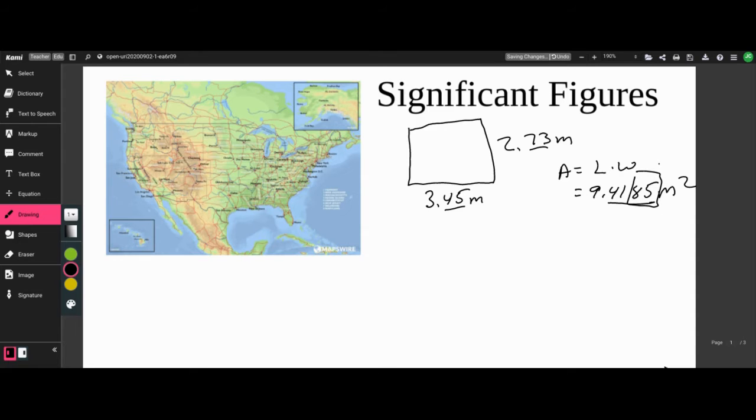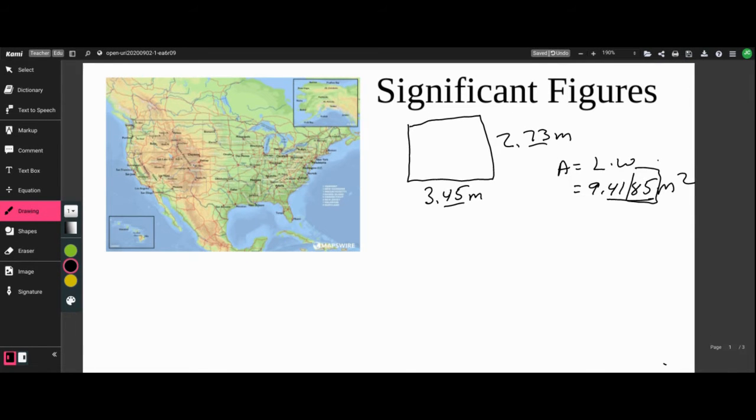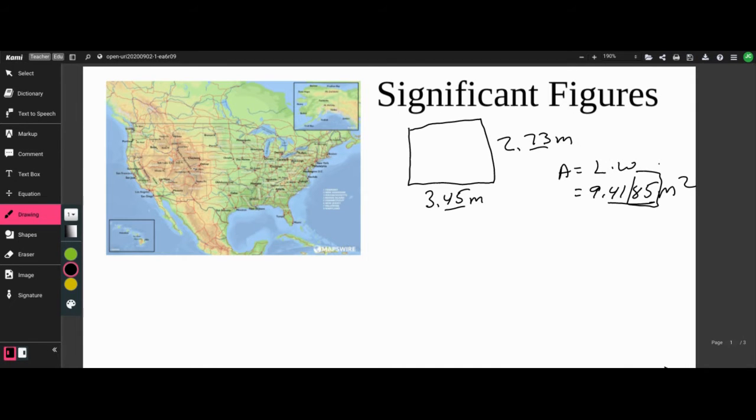And so what that means is that if I write that down as the actual area of this rectangle, I am saying that I have been able to measure this to a greater significance than is physically possible with my devices. So how should we handle this? Well, depending on whether we're multiplying or we are adding, we use different sets of rules. Let's start off with the basic addition rules.